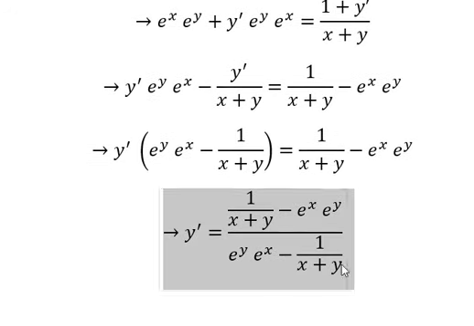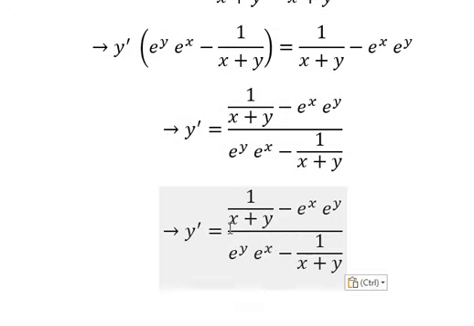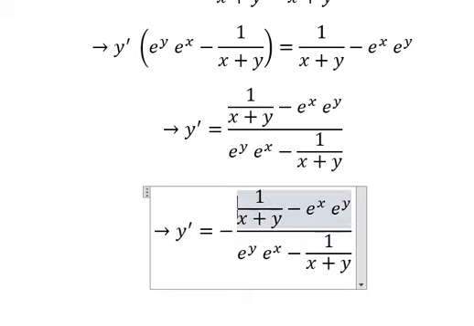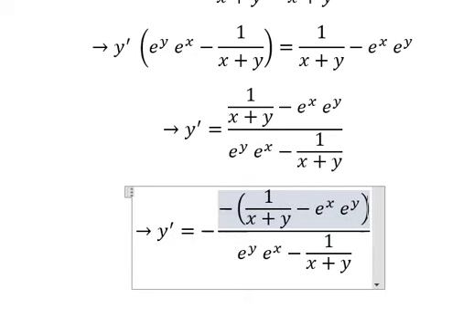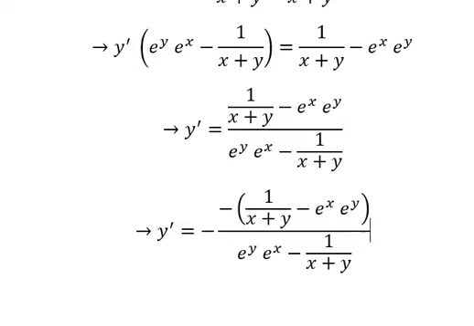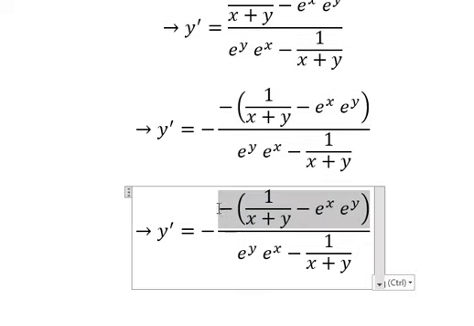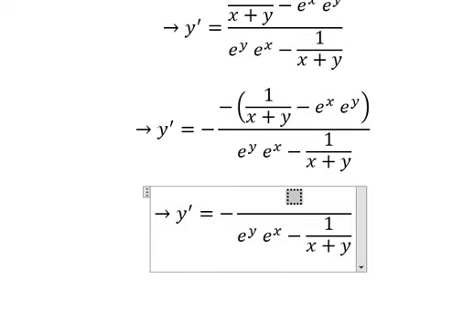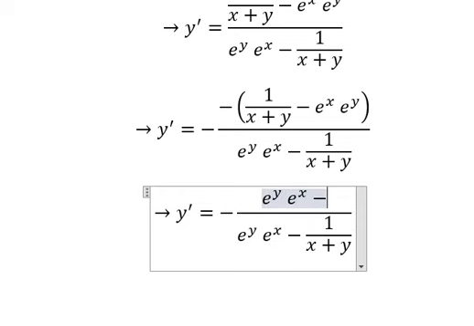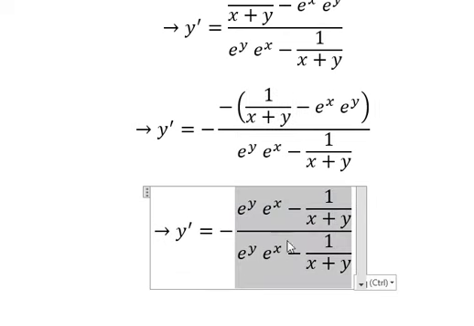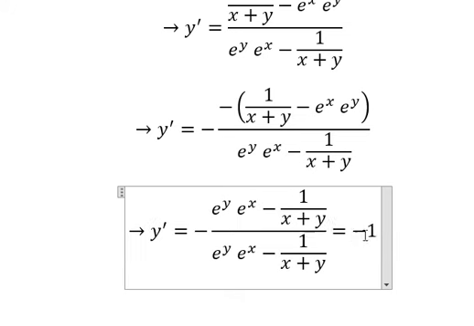So the next one, if we put a negative in here, so we have the negative sign in here. So this one, we have e to the power of y, e to the power of x minus this one. We see that this one divided by this one, so we have number 1, and then we have the negative number 1 in here. And that is the final answer.